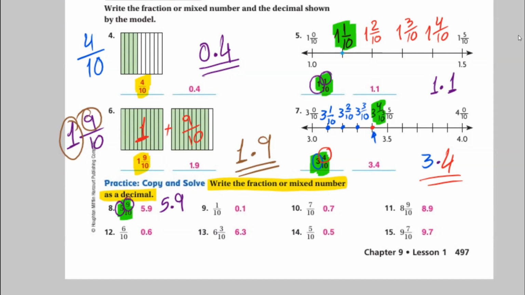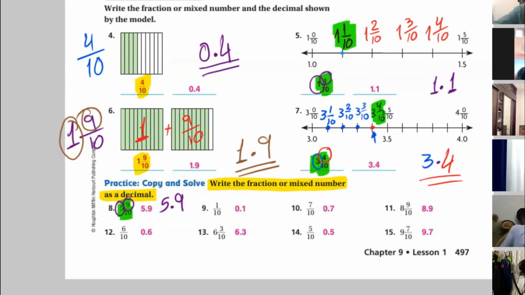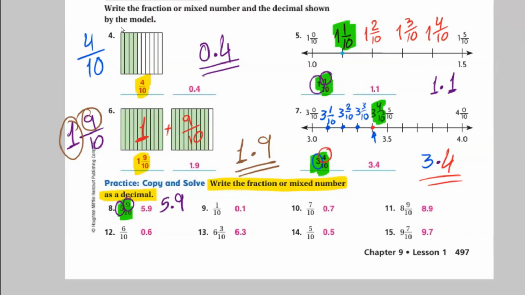Yes. Solve it. First thing we will put the decimal point. Is there any whole number here? No. So we're going to put 0. And then the numerator here is 1, so it will be 0.1.